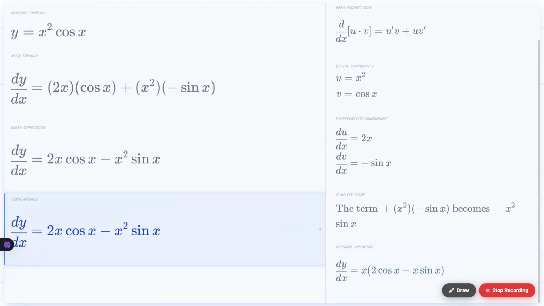The final answer is dy dx equals x times the quantity 2 cosine x minus x sine x. We do this to state our finished result. This is the completed derivative for the problem.